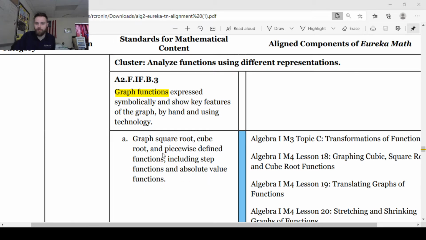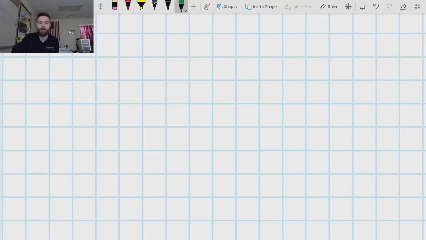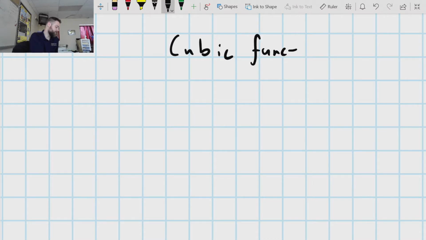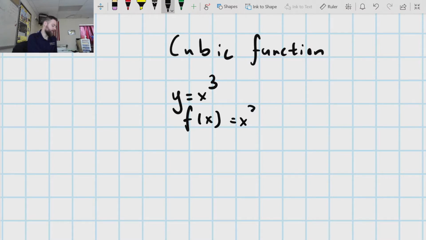Absolute value functions are definitely going to be in this lesson. Square root we've already covered, cube root we will cover today, and a few other classic functions. So the first one I want to cover is the cubic function, not the cube root function, but the cubic function. If I have y equals x cubed, or f of x equals x cubed, we can start to graph this function.